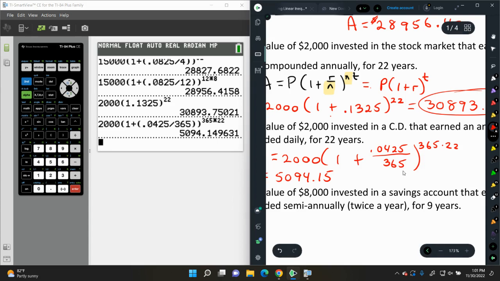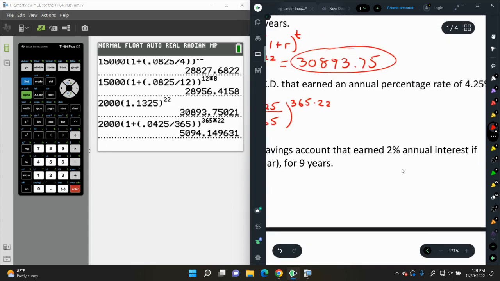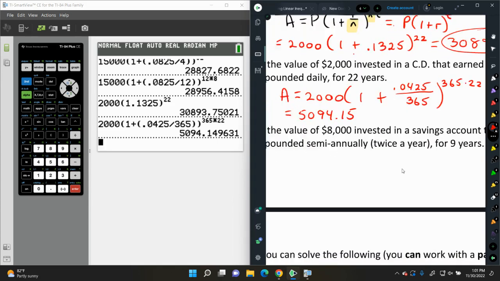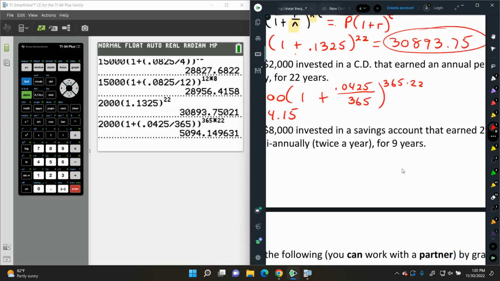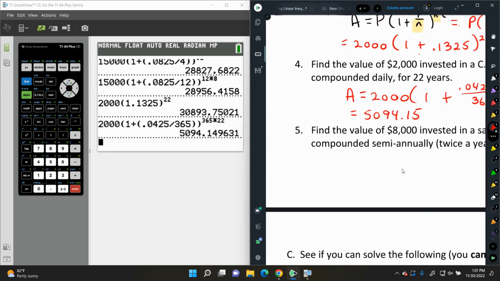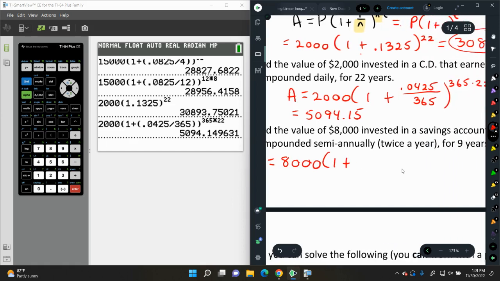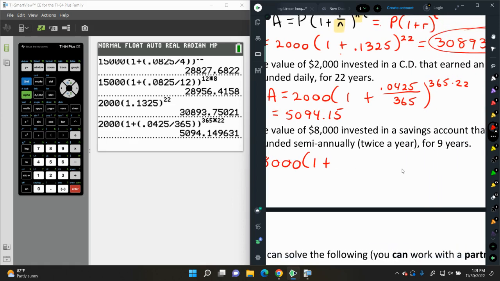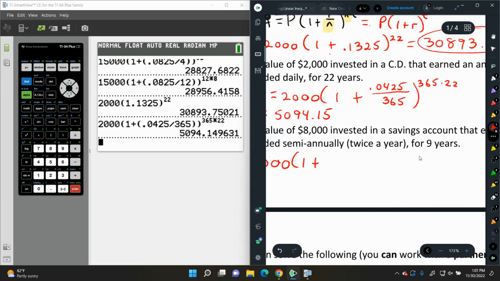Okay. So this time we have $8,000 invested at 2% annual interest, compounded semi-annually for 9 years. All right. Same stuff over and over again, right? 8,000, 1 plus, okay, it's semi-annually. And what was the interest rate again? 2%. Okay, so that's 0.02. And what are we dividing by? 2. So the power of 2 times 9.